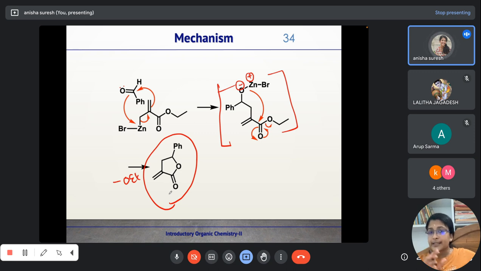This is a little different mechanism compared to the classic Reformatsky reaction, because in our case this is not an alpha bromo compound, it is a beta bromo compound. That is why the mechanism is slightly different from that of the Reformatsky reaction. But is the mechanism clear?